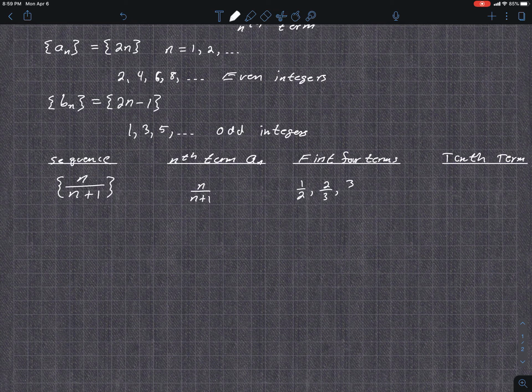First 4 terms would be a half, 2/3, 3/4, 4/5, etc. And we're interested in really what that converges to. So as you take a limit, what does it converge to? The 10th term is just 10 over 11. All right, so there's an idea of one.